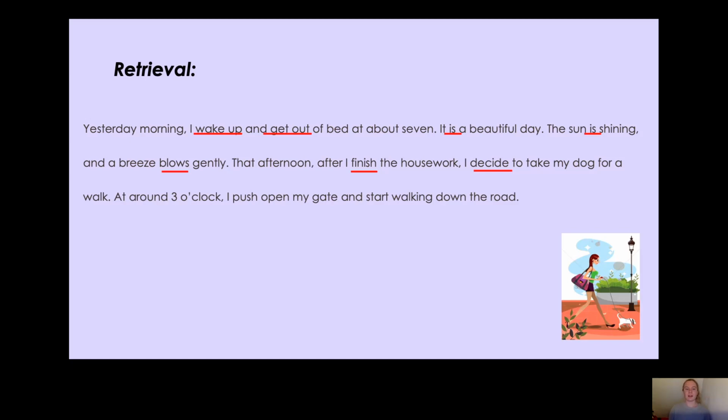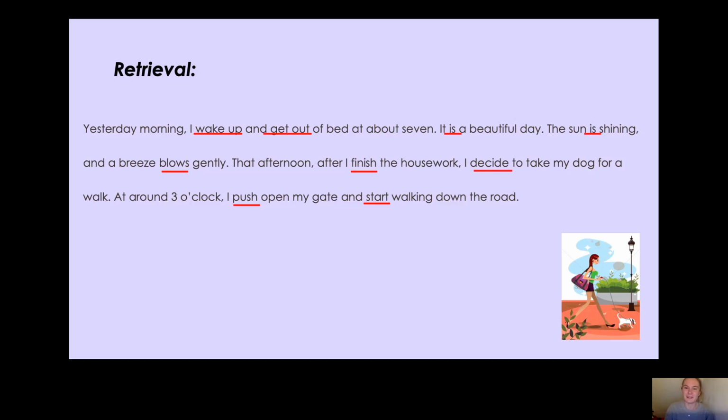At around 3 o'clock, I push open my gate and start walking down the road. Now, there are two verbs in this sentence, and well done if you spotted them. They are push and start. Okay, so now we've got all our verbs. I'd like you to pause the video again and have a go at changing these present tense verbs into past tense verbs. Okay, pause the video now and have a go.